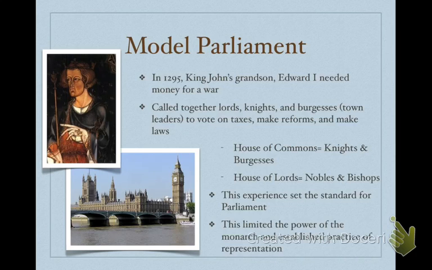So, at the top here, where you see this guy, that's Edward I, and this, if anyone knows what it is, Westminster, is where they'll eventually start meeting, the House of Commons and House of Lords, where they limit the power of the monarch and establish the practice of representation in what's called the Model Parliament.